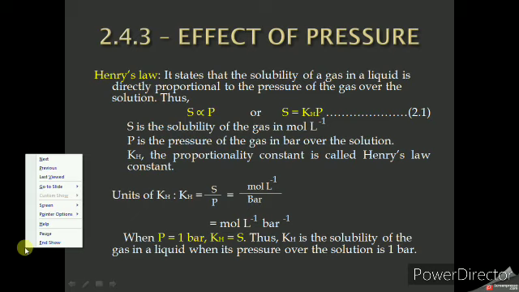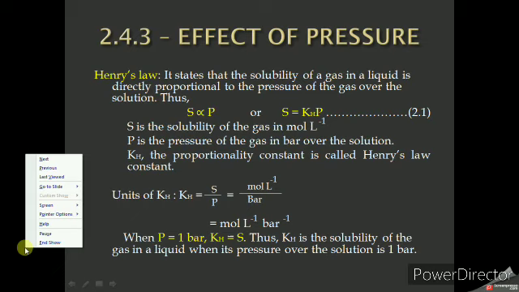S is directly proportional to P, or S is equal to KH into P, where S is the solubility of gas in mole per liter, P is the pressure of the gas in bar over the solution, and KH is the proportionality constant, called Henry's law constant.